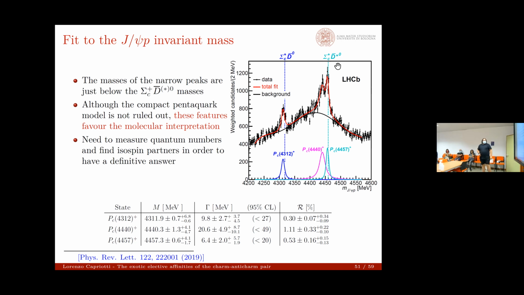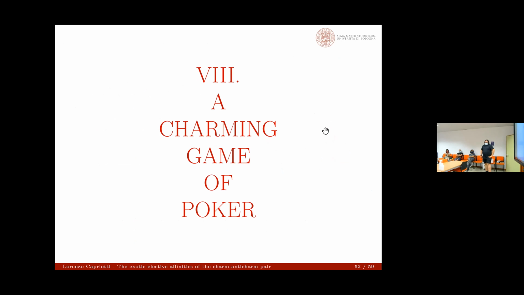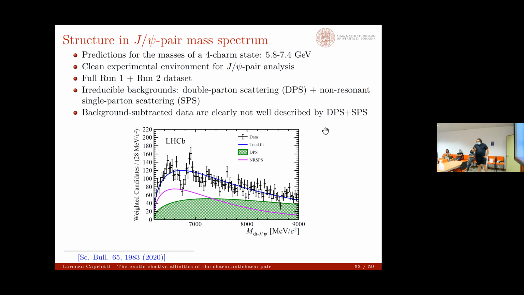So of course, we need to measure the quantum numbers and try and find isospin partners. There's a lot of work to do this, but for now it is very striking that we have 2 mass thresholds here, and the only states that we observe are exactly there. Now, this is just something that happened last year.